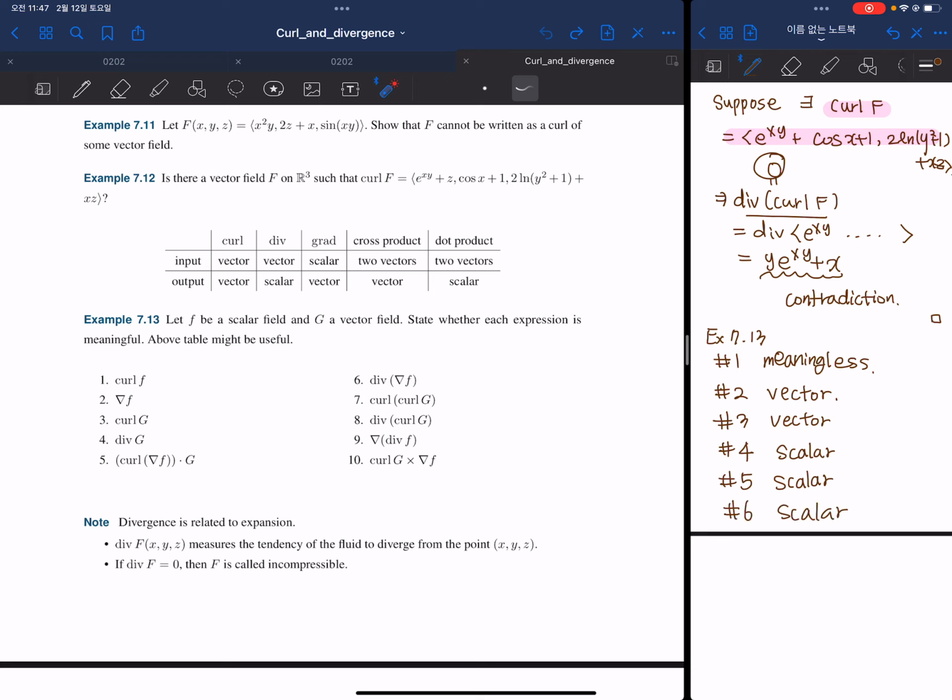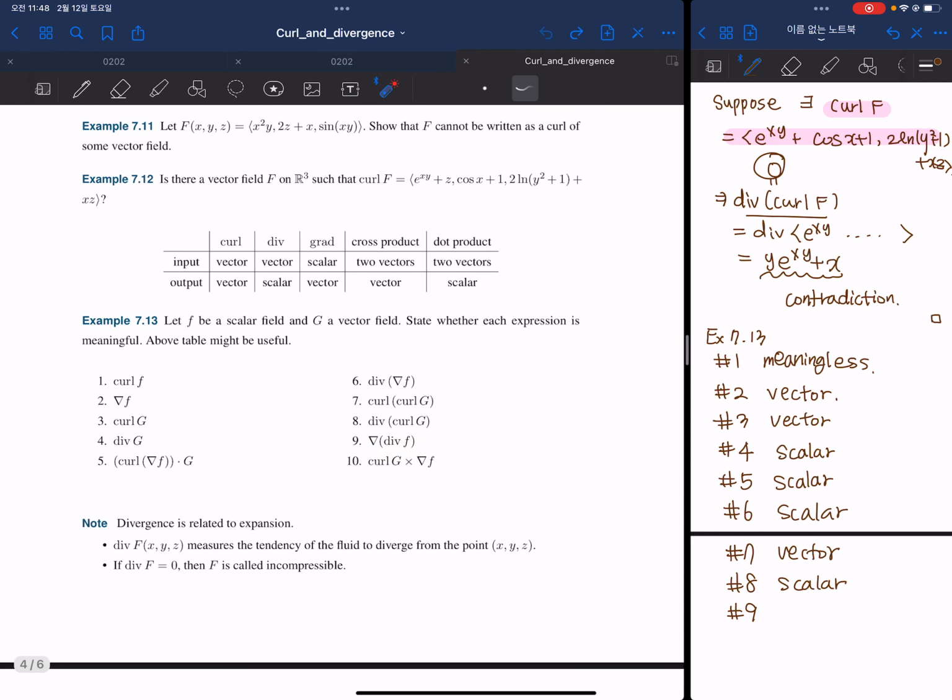Okay, the 7 here, curl G is fine, and then you have a vector, and then curl of that is a vector, so we can put it in the curl, so you will get a vector. Here, curl of G, so that's a vector, okay, you get the vector here, you can take a divergence, you will get a scalar. And the 9 here, divergence F, you need to put in a vector, but it is not a vector, so it's meaningless.